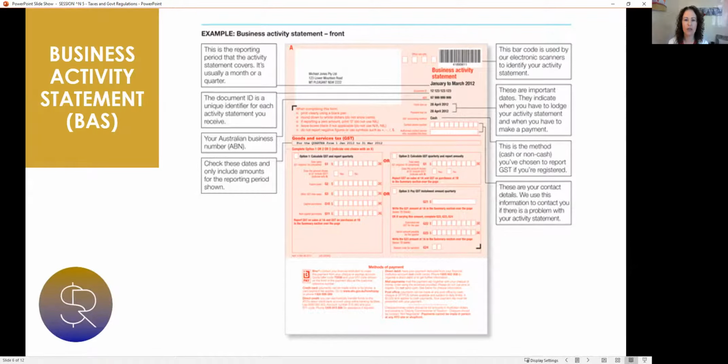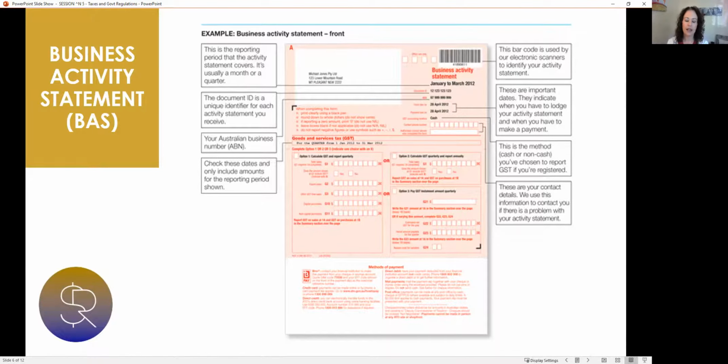So we would do 4 quarters, as you can see on this one, it says January to March. So there's 4 quarters in a year. The next one is April to June. Then we have July to September, and then we have October to December. So the 4 quarters in the year. Then we're going to report our total GST on our sales, which is at 1A. And then we're going to report G11, which is our total expenses, and 1B is the total GST on the expenses.